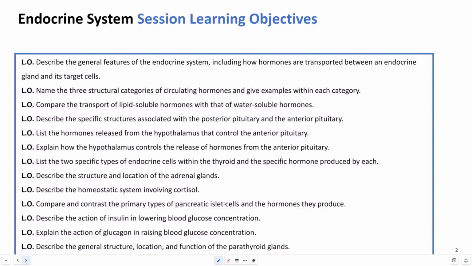Describe the homeostatic system involved with cortisol. Compare and contrast the primary types of pancreatic islet cells and hormones they produce. Describe the action of insulin in lowering blood glucose concentration. Describe and explain the action of glucagon in raising blood glucose concentration. And describe the general structure, location, and function of the parathyroid glands.